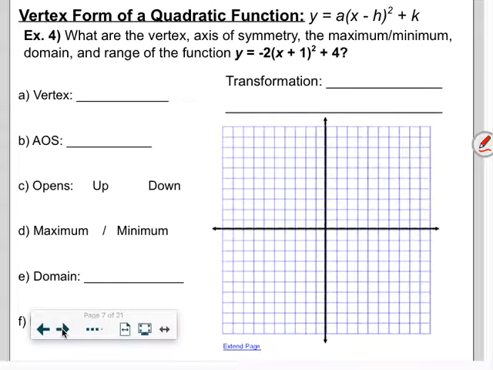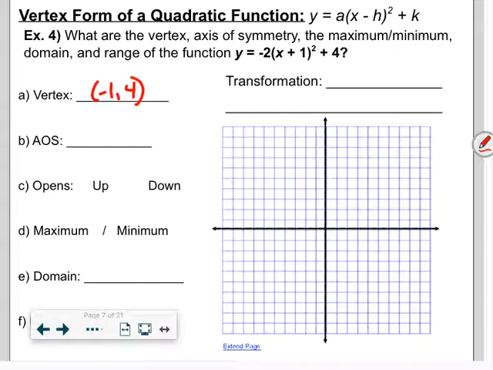Tyra, what did you write down as your vertex? 1, 4. Okay, remember it's the opposite of the inside. It's always the, yeah, so it's -1, comma 4. All right, who wants to give me their transformations? I see 4 things that need to be said. Yeah, Alex, go ahead.